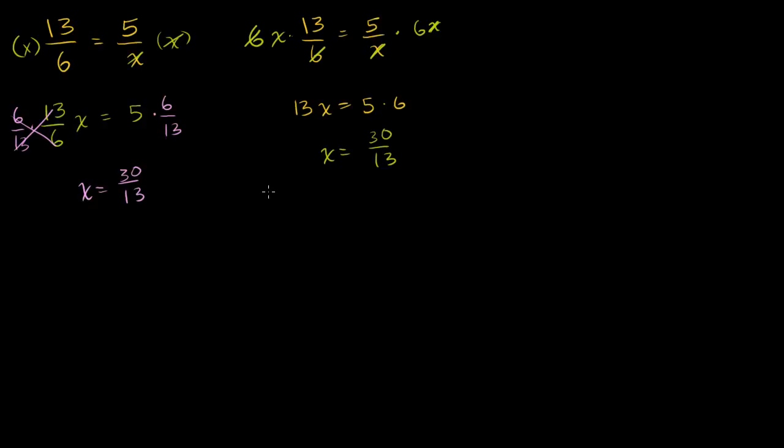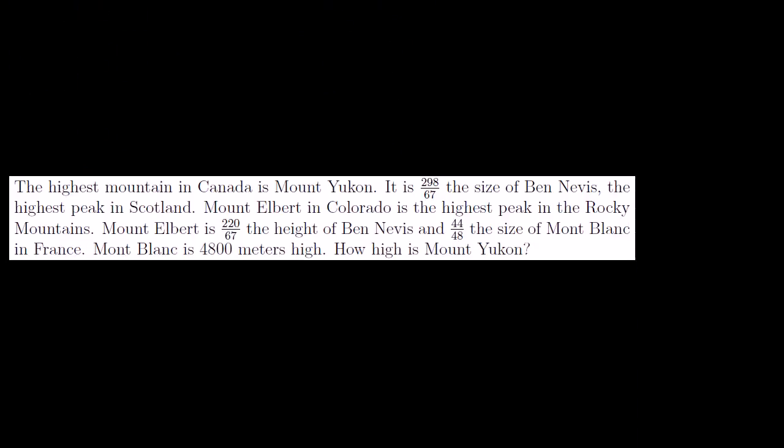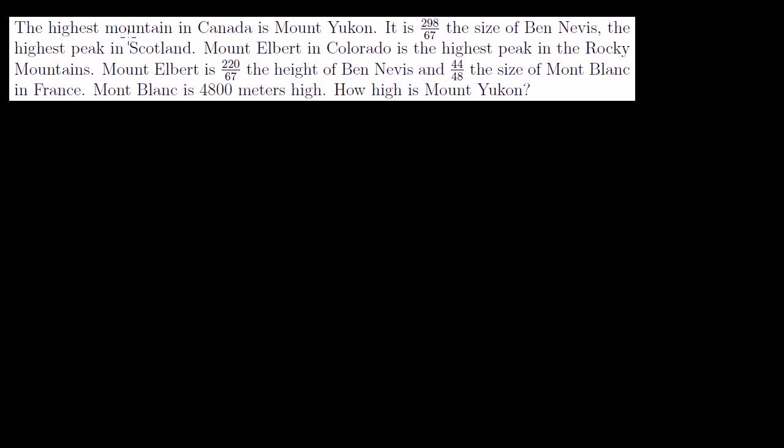Now that we're all warmed up, let's tackle some actual word problems. So we have the highest mountain in Canada is Mount Yukon. It is 298 over 67 the size of Ben Nevis. Let's say y for Yukon is equal to 298 over 67 the size of, let's say, n for Nevis. That's what this in green tells us. The highest peak in Scotland.